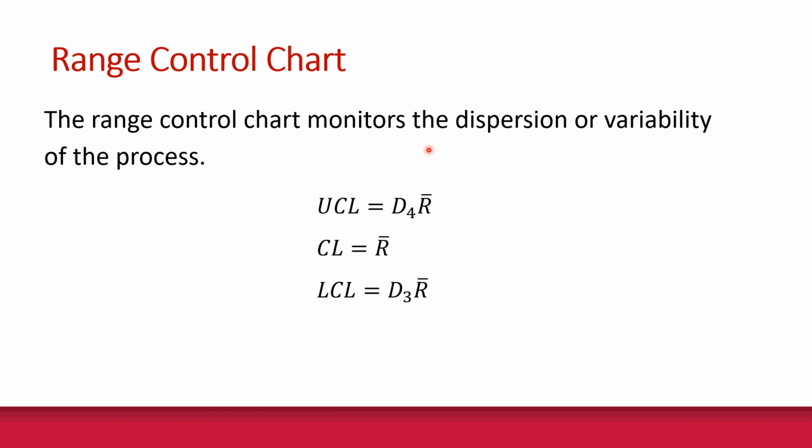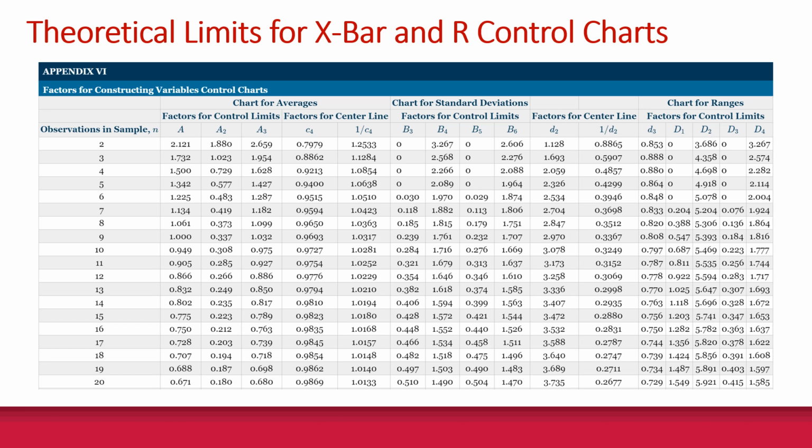Here I give the formulas for the upper control limit, the center line, and the lower control limit. D3 and D4 we get out of a table again, and our book has an appendix that has the table in it. In fact, here's the table. To determine those constants, we look at the left-hand column and figure out how many samples we have.